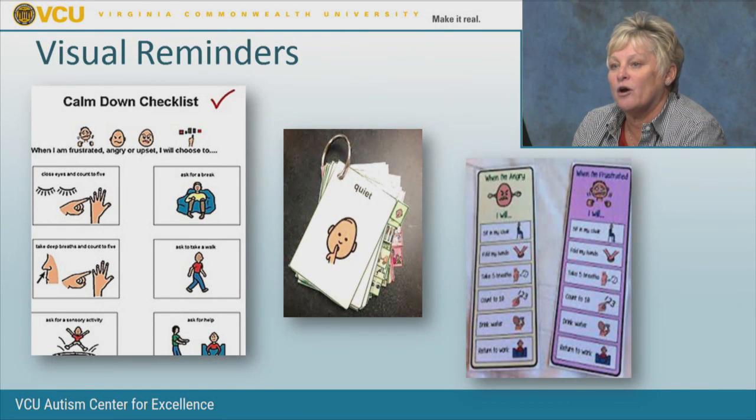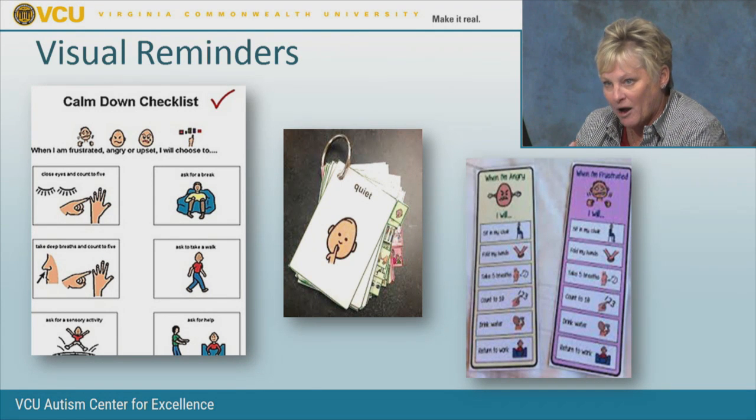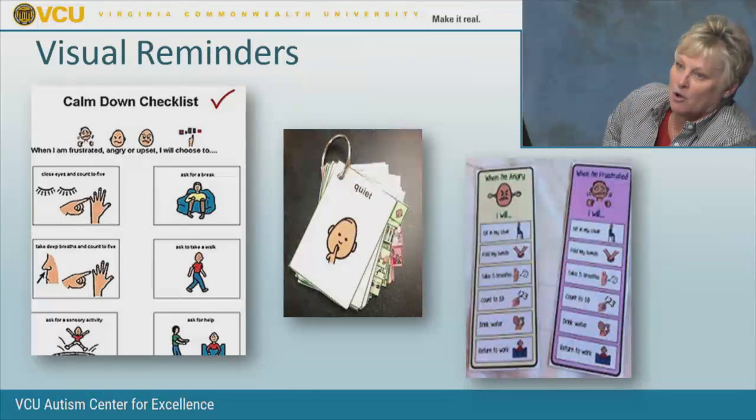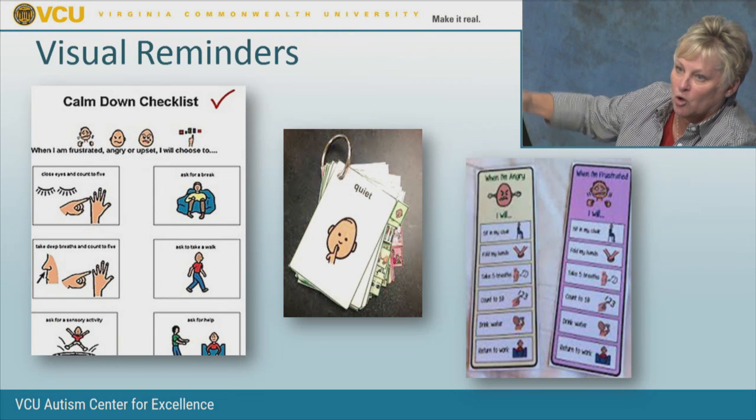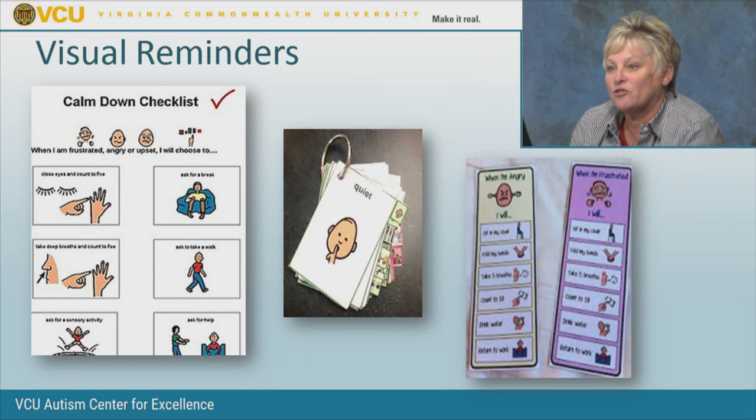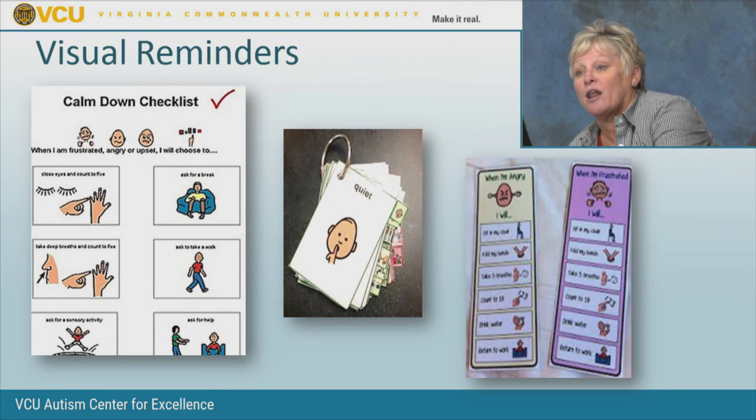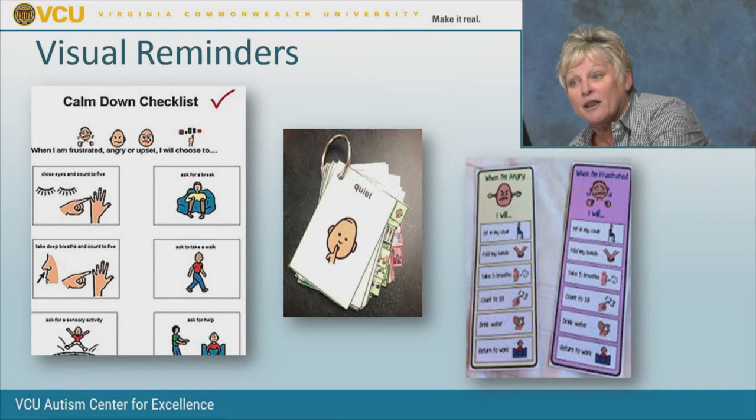Staff wearing visuals right on their body, on a lanyard, on a waistband, a little pull clip. Also, we talked a little earlier about sequence of events to help a child calm down. These are all simple visual reminders that can be posted throughout the room as well as on the individual student's body or with staff.